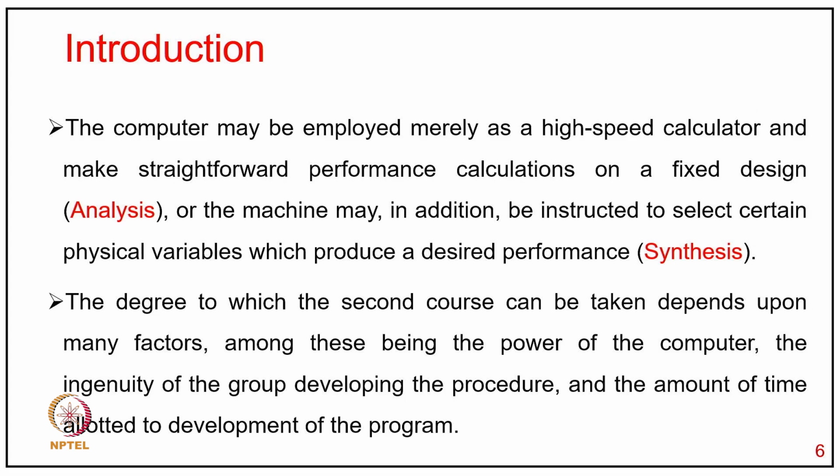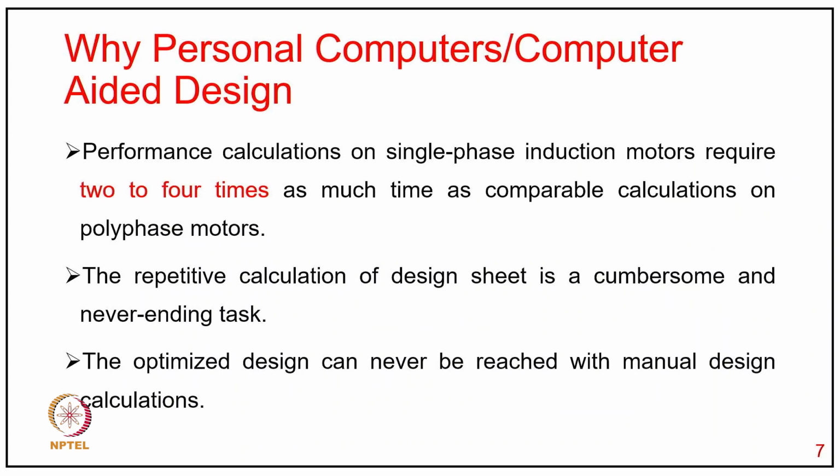The computer may be employed merely as a high-speed calculator to make a straightforward performance calculation on a fixed design. We call it analysis. Or the machine may in addition be instructed to select the physical variables which produce a desired performance, a process known as synthesis. The degree to which the second course can be taken depends upon many factors, among these being the power of the computer, the ingenuity of the group developing the procedure, and the amount of time allotted to the development of the program.